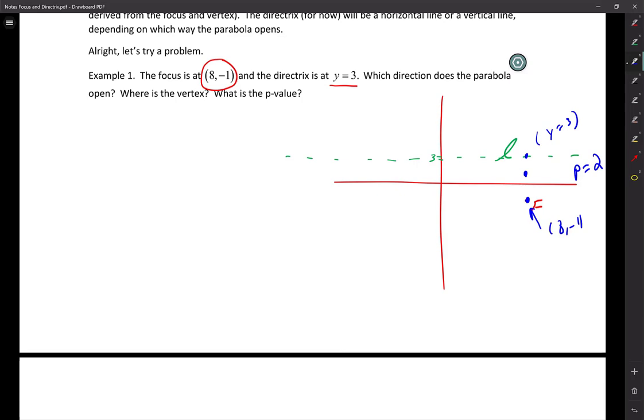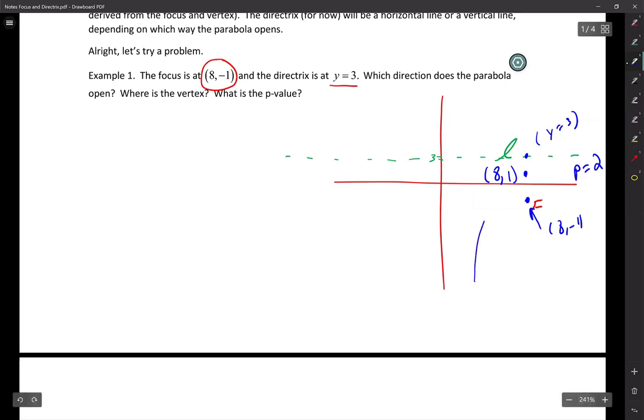That point, which is the vertex, is located where, Mata? It's still at 8, but what's the y value? We have to go up 2 from negative 1. Yeah. 1. Perfect. The vertex is at 8, 1. Does it open up, down, left, or right? Well, it opens down. Perfect. You guys got it.